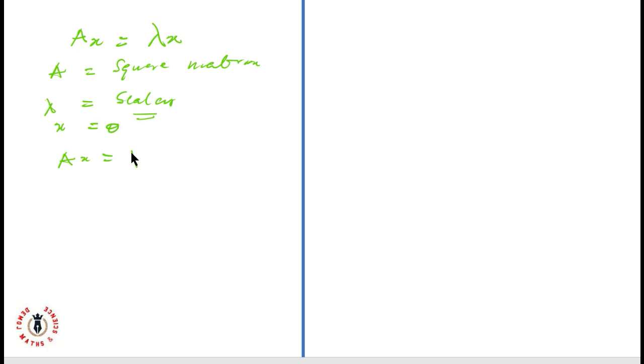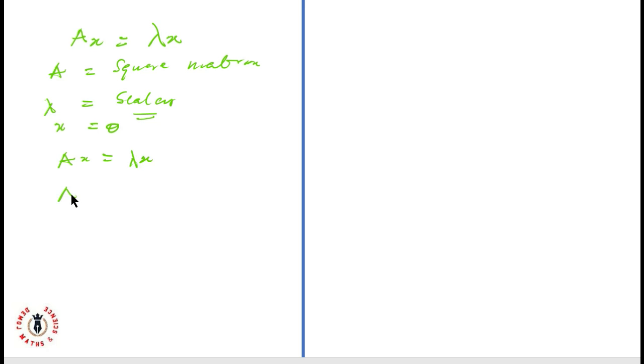In many engineering or technology solutions like vibrations, oscillations, you come across this equation where AX is equal to lambda X. Now my A here is actually a square matrix. My lambda is a scalar, not a matrix. Usually it always occurs such that x is not equal to 0. Now let's see this. This is AX equals lambda x.